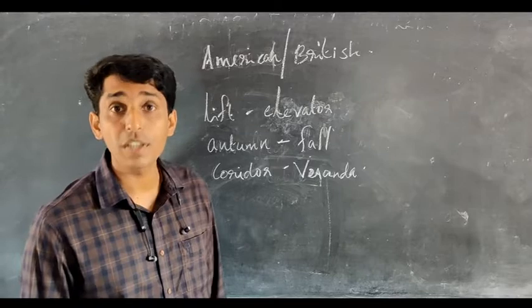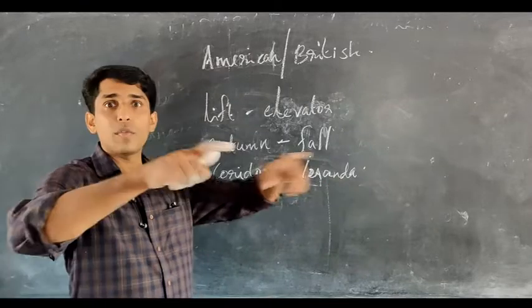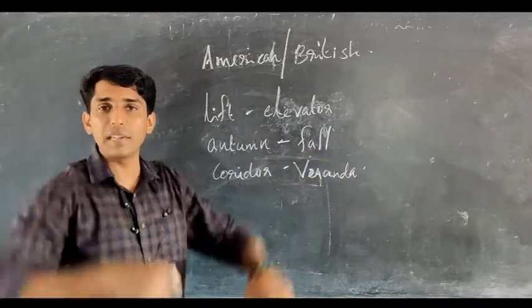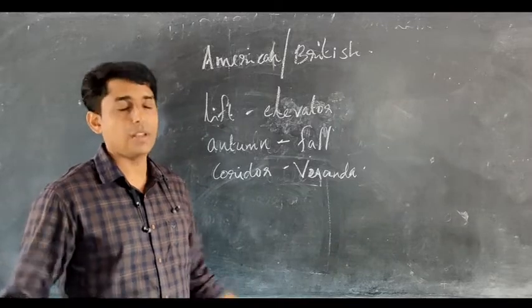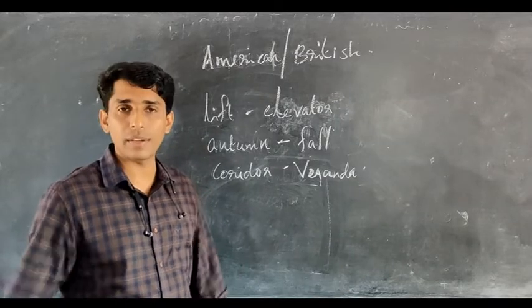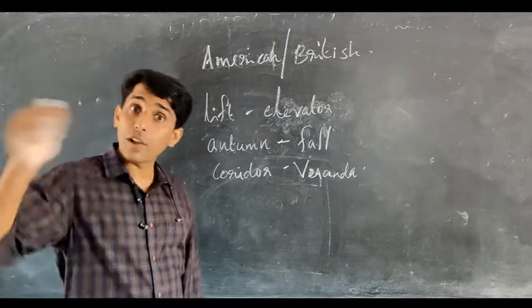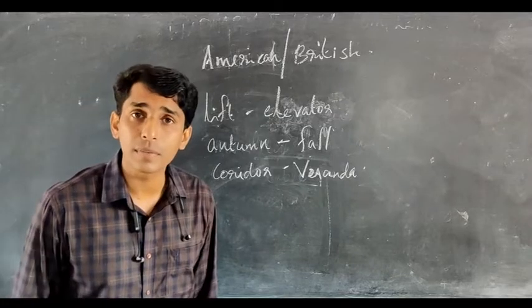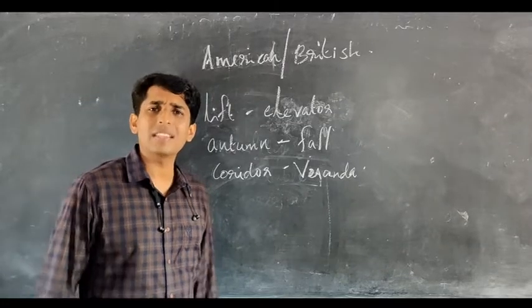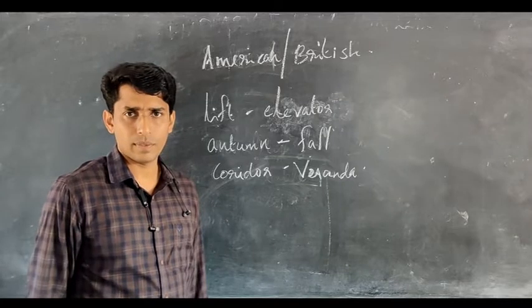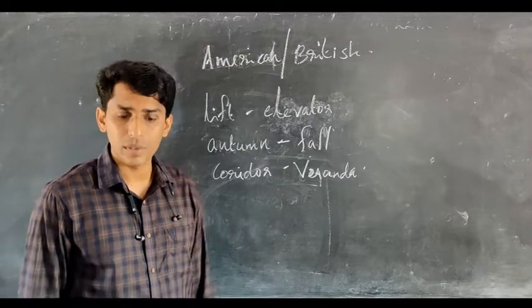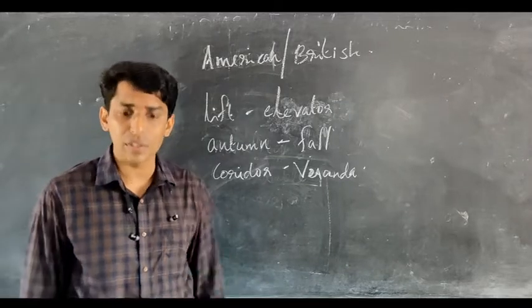Nowadays we know what is flat. The place where we buy a flat and live. Not that flat. The flat where we live. That's British English. You know what is the American word for it? It is an apartment. Apartment is the American word. So like that, many words are given here.